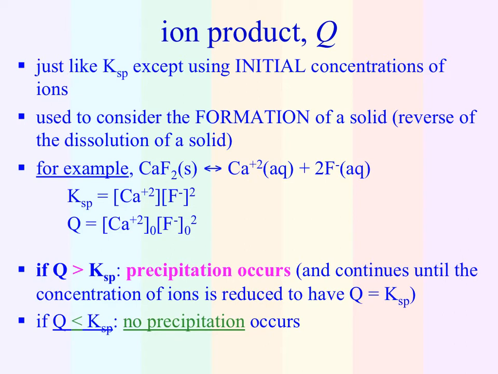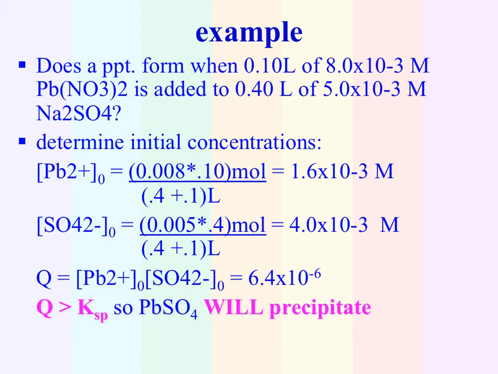So this type of comparison allows you to decide whether or not a precipitate will form. Let's look at this example. Does a precipitate form when 0.10 liters of 8 times 10 to the negative third molar lead nitrate is added to 0.40 liters of 5 times 10 to the negative third molar sodium sulfate? First, we're going to determine the initial concentrations of our lead and sulfate ions.